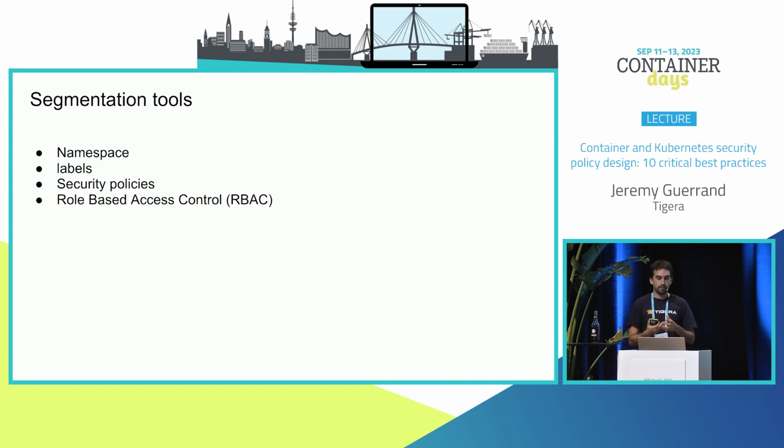So you have to find a way to create this kind of DMZ architecture, zone-based architecture. You have to find a way to segment every single thing to isolate your workloads. So we can use the namespaces and labels. With the security policies, we can allow or deny some of the workloads to talk to each other. And we can also use the RBAC roles.